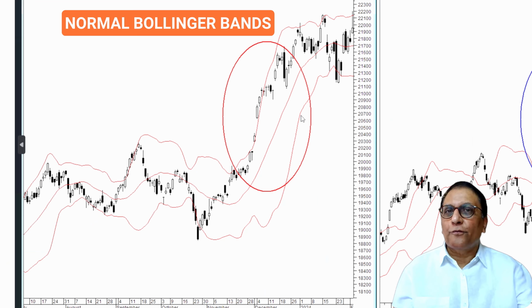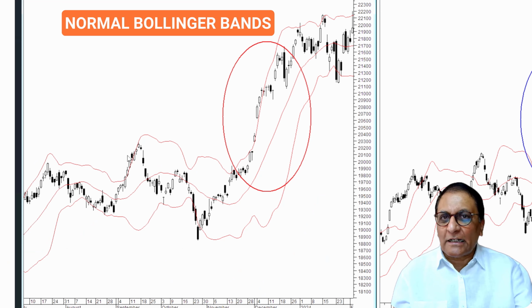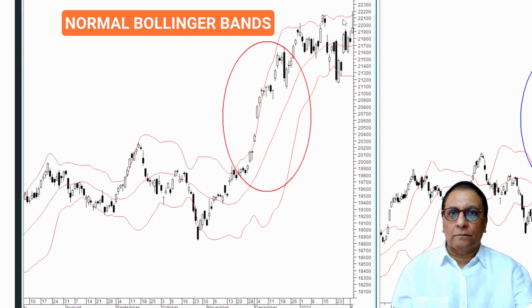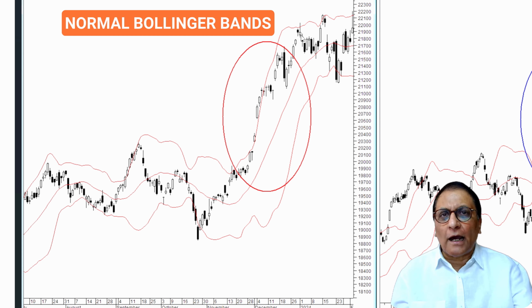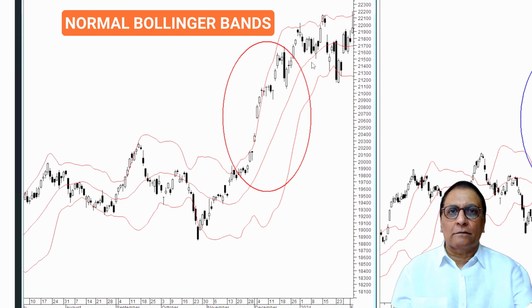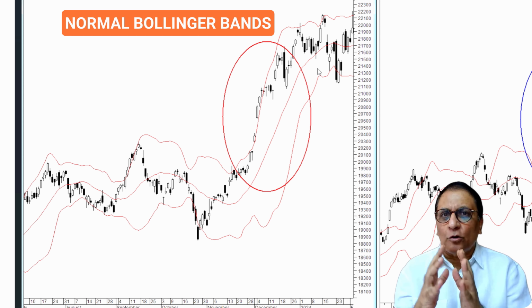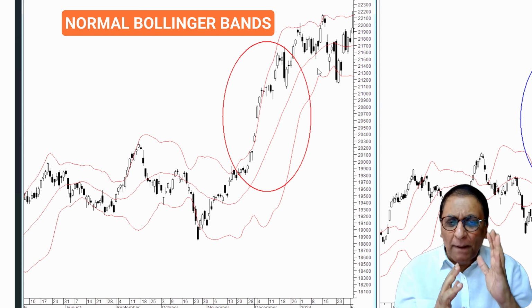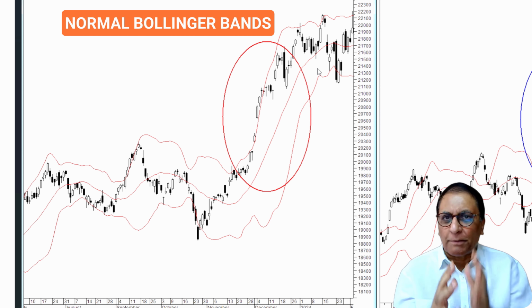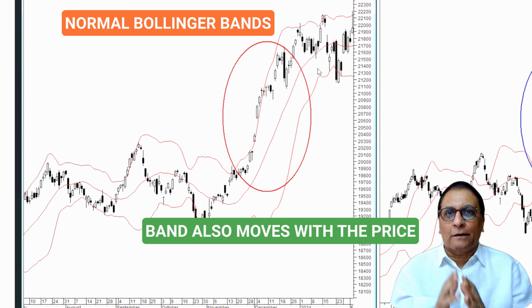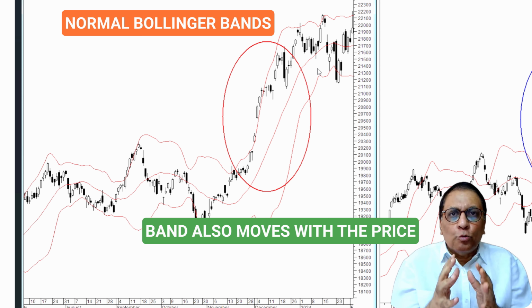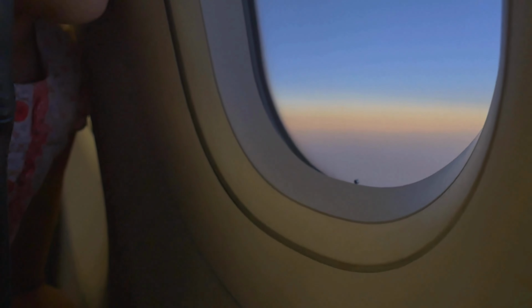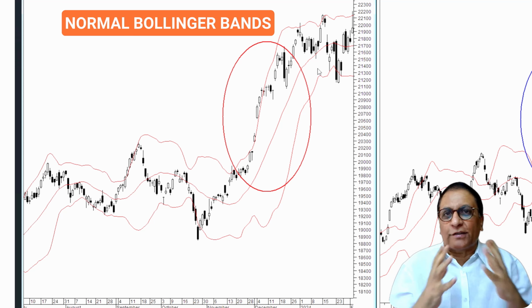Now here, if you look at the Bollinger Band, which I've drawn on the chart of the Nifty, you can see that if I use the normal Bollinger Band as formulated by John Bollinger, where are you finding that the prices are exiting the band? The reason why prices are not exiting the band is that when prices start moving, the band, which is based on a moving average of the prices, also starts moving with the prices. So this is equivalent to your sitting inside a plane which is completely isolated from the outside world.